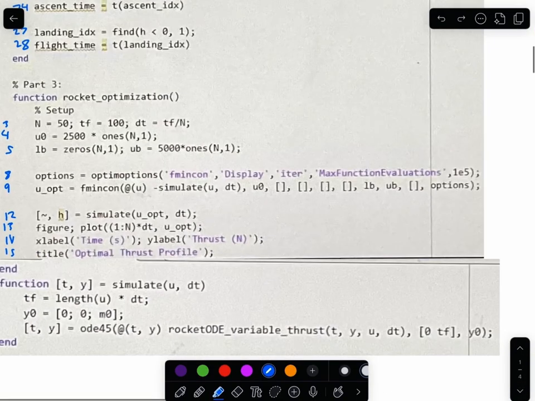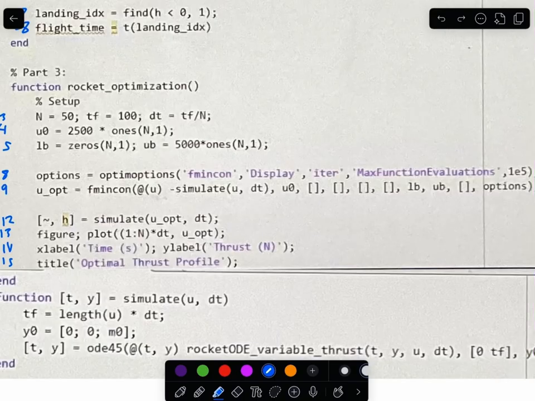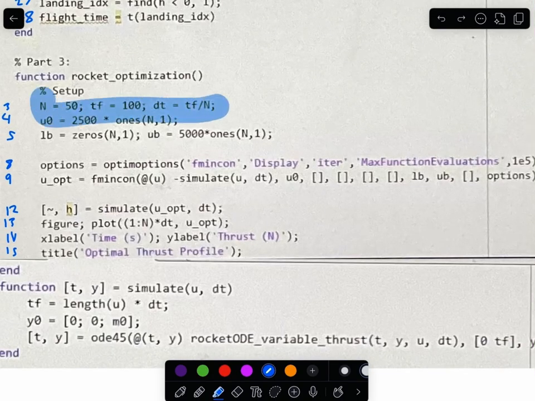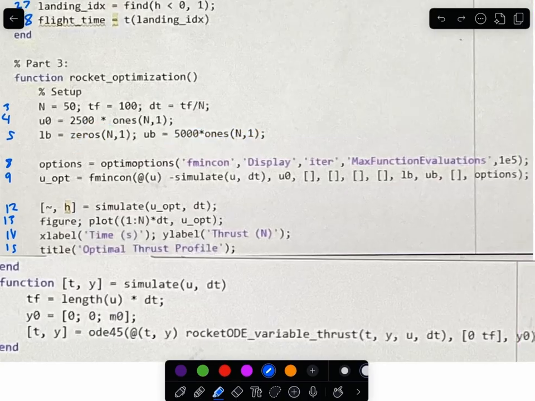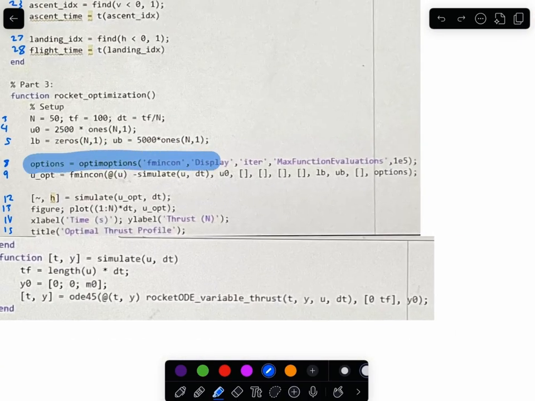Then we have part 3 here. And we have this section right here. Basically what this does is it just defines the time horizon and our initial guess for thrust. Line 5 here, this specifies the thrust constraints, and it does that from 0 to 5,000, as you can see here. Kind of ran out of room a little bit here, but line 8 basically minimizes the negative altitude, and it also maximizes the altitude using the fmincon function.